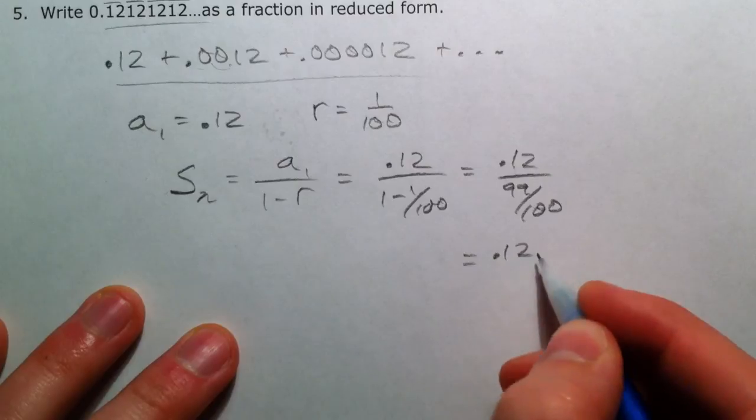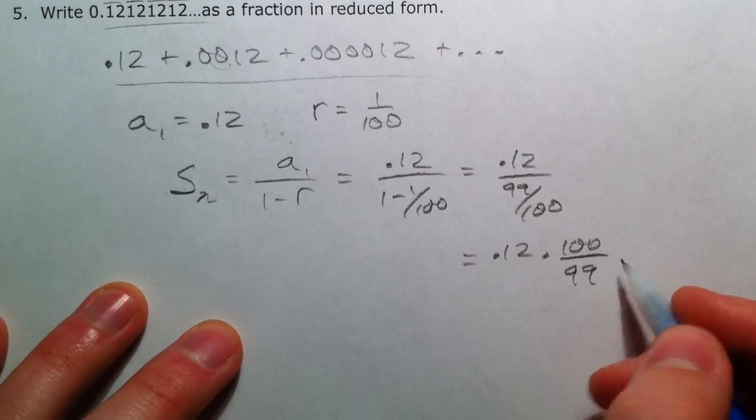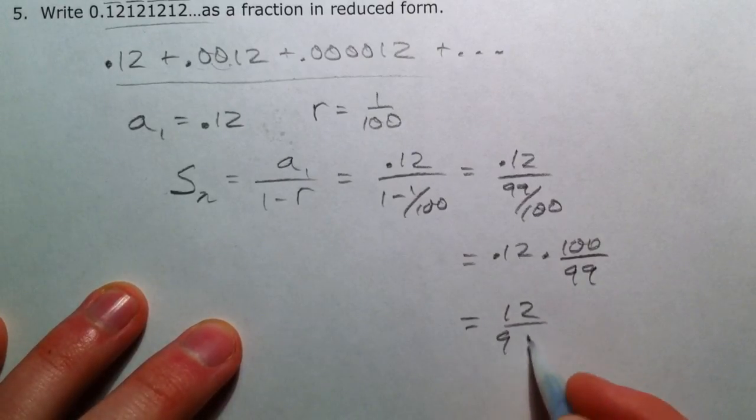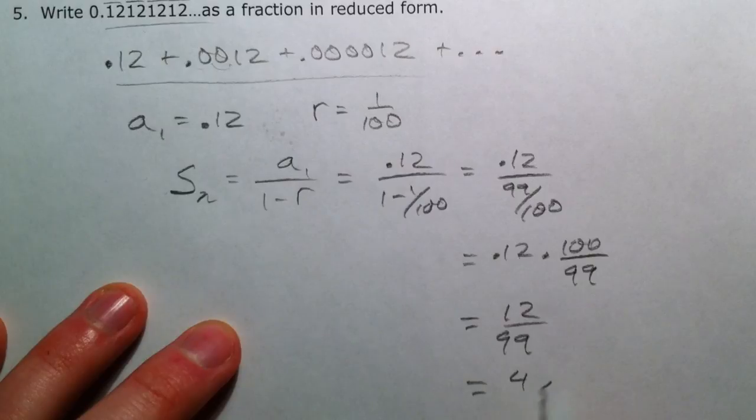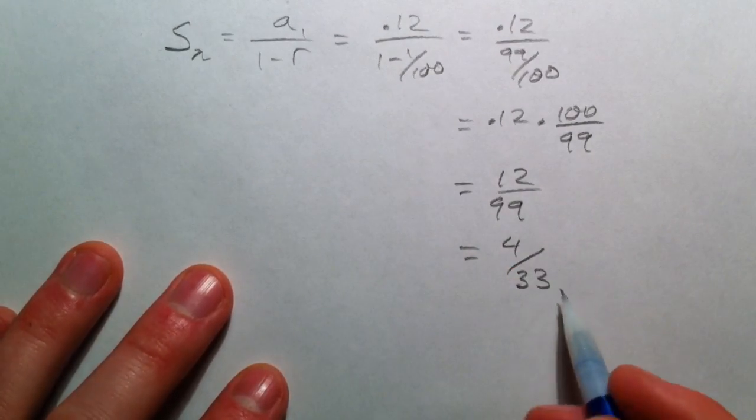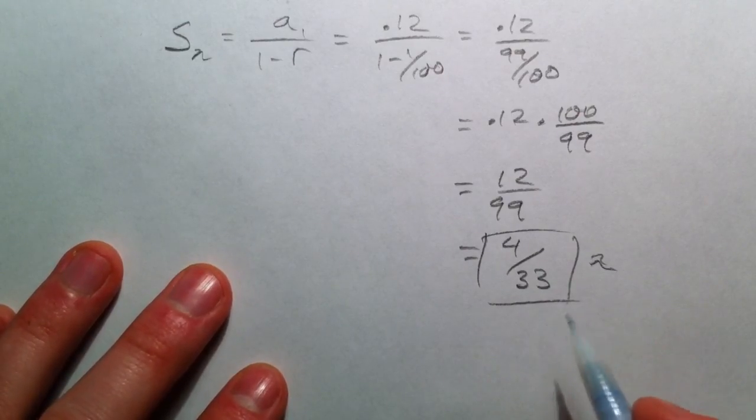And 0.12 times 100 over 99. So if we multiply the 0.12 times 100, that's 12 over 99, and that reduces to 4 over 33, if you take the 3 out of top and bottom. And so that's the total sum, and you could approximate that on your calculator.